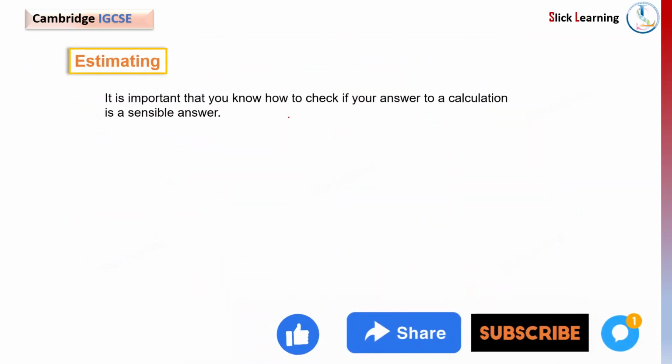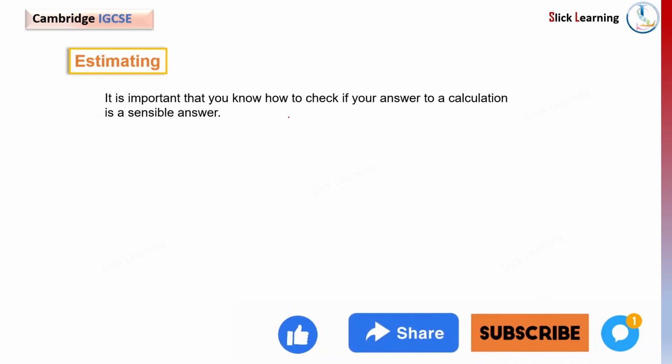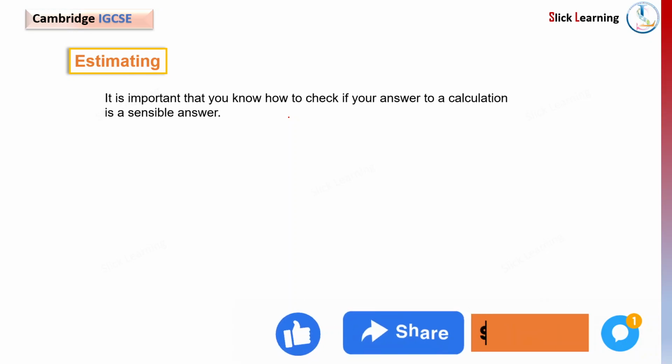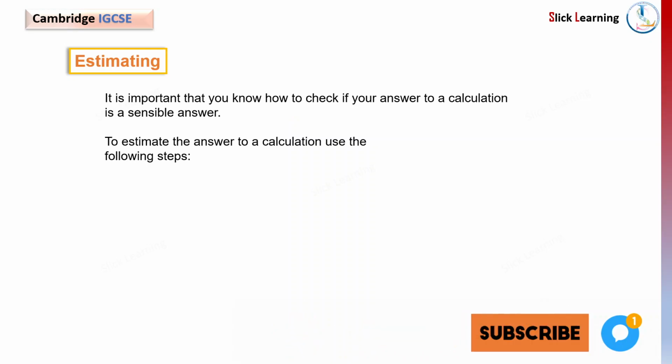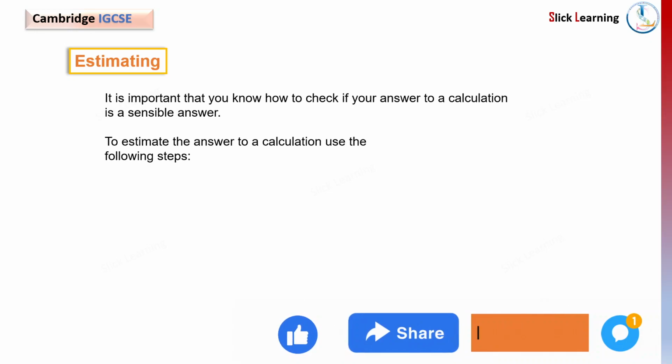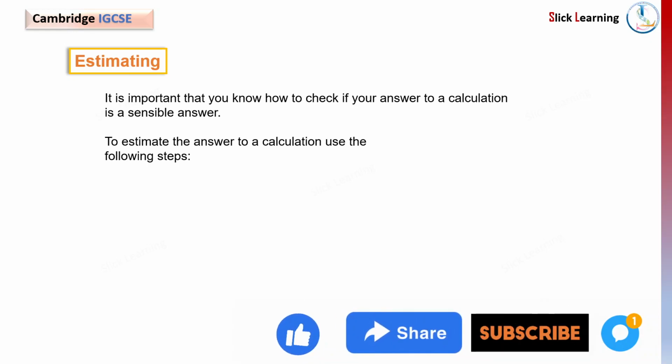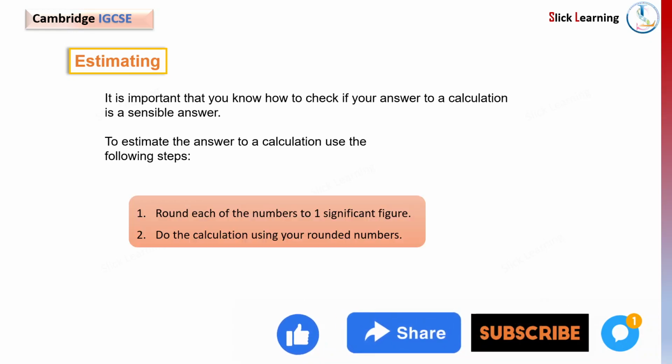Whenever we have so many questions with decimal places, it's very difficult and very time-consuming to multiply or divide those decimal numbers. So what we usually do is approximate those numbers to the nearest one significant figure, and then we find the approximate values. Let's see what rules we have to follow.